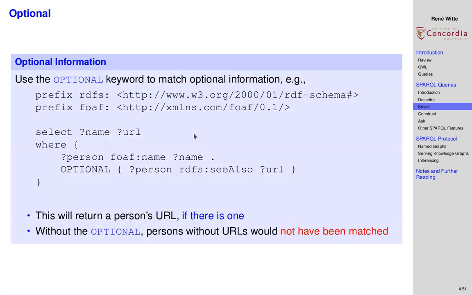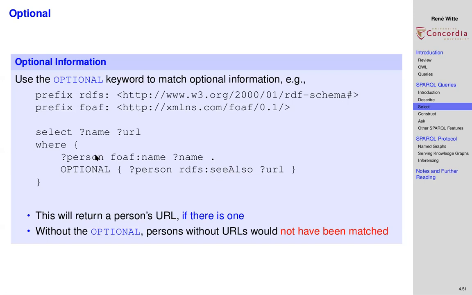Another widely used and important clause is the optional keyword. This is helpful when you want to merge something in a graph that might not always be there. For example, you want to retrieve all persons from a graph. For some of the persons, there might be a homepage, not for all of them, but for some of them. And if the person has a homepage recorded in the graph, you want to retrieve it.